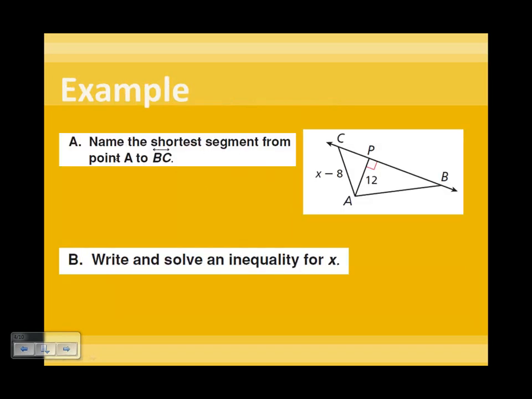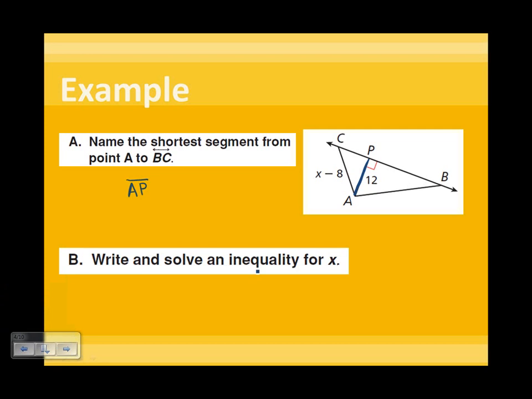So it says name the shortest segment from point A to line BC. So we have line BC here and point A here, and we have lots of segments, but the shortest one is going to be the one that is perpendicular. So the name of the shortest segment would be segment AP.